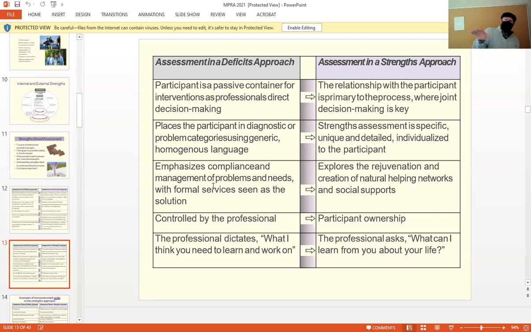Using the strengths approach, the relationship with the participant is primary to the process. We want to build a relationship. We want to build a rapport. Now, they need to understand. Now, when I say that, we can't be best friends with our clients, right? You have to have a delineation there. If you start blurring that line, that's when you start running into issues with ethics and things like that, right? And we know how that can be.